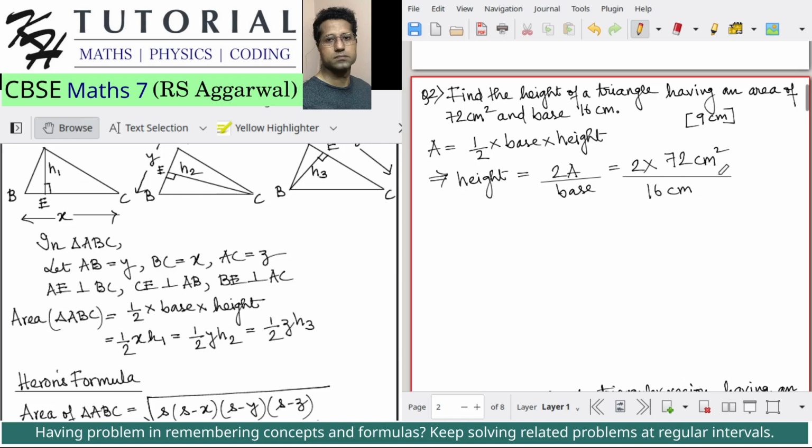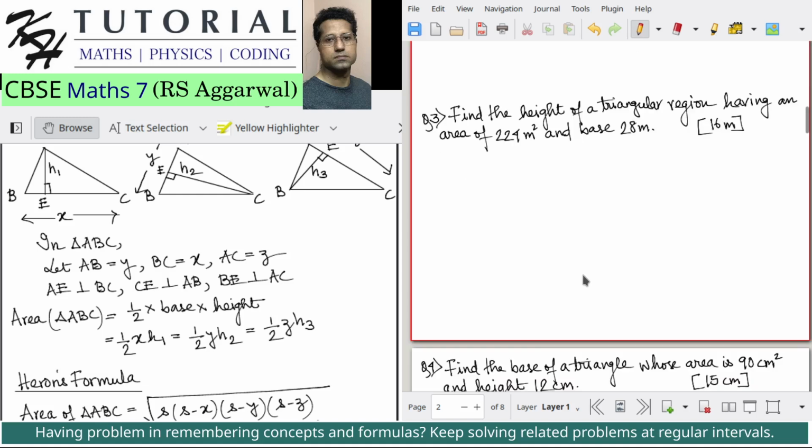So in the numerator we have centimeter square and in the denominator we have centimeter. The centimeter in the denominator will cancel one centimeter in the numerator and we will have centimeter. And if you simplify, 2 eights are 16, 2 nines are 18. So this is 9 centimeter. So the height is 9 centimeter.